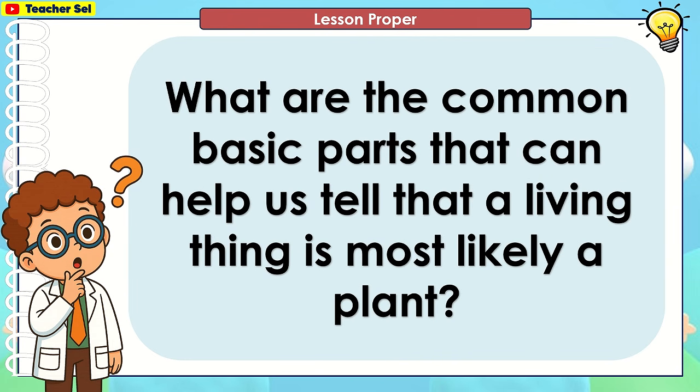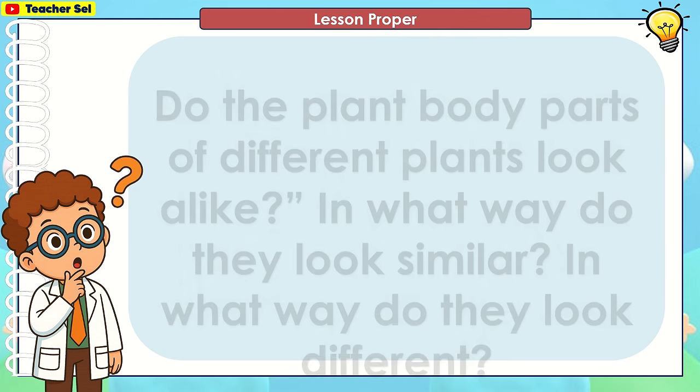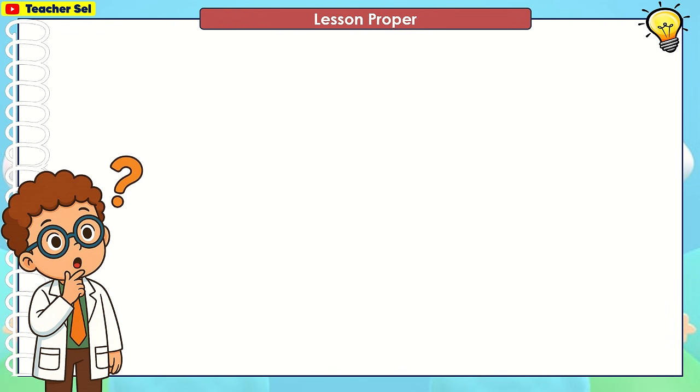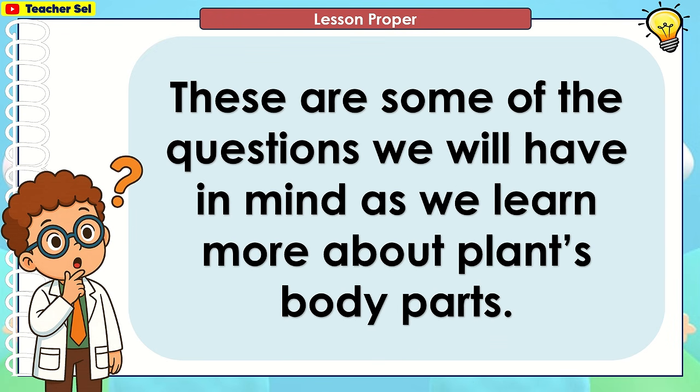Our lesson purpose: what are the common basic parts that can help us tell that a living thing is most likely a plant? Do the plant body parts of different plants look alike? In what way do they look similar? In what way do they look different? These are some of the questions we will have in mind as we learn more about plants' body parts.